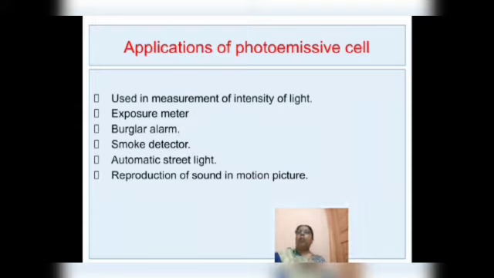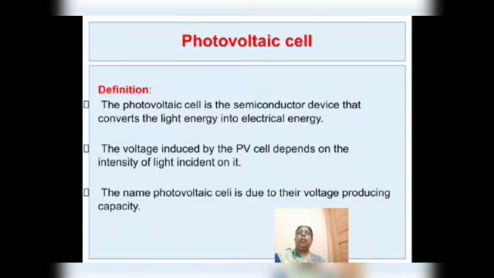It is also used for exposure meter as well as alarm. It is also used in detector, automatic street light, as well as reproduction of sound in motion picture.